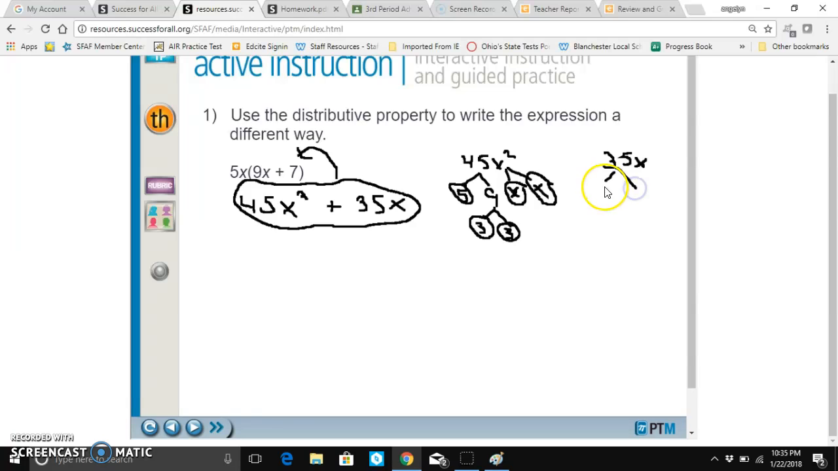And then we have a factor tree for 35x. So what times what is 35? That'd be 5 times 7. 5 and 7 are both prime, so you circle them. And then the prime factorization of x is just x. X is just plain old x.